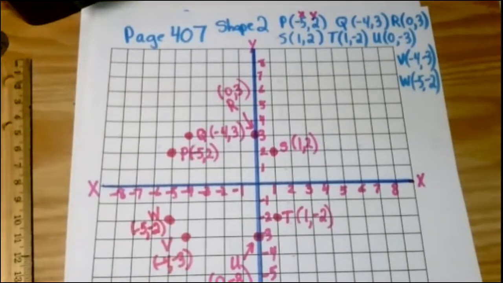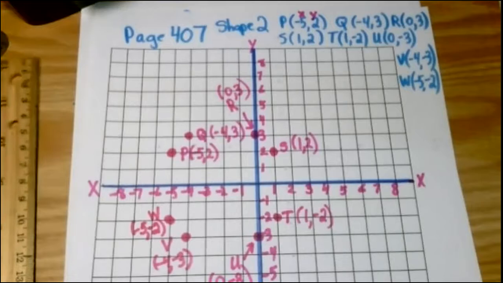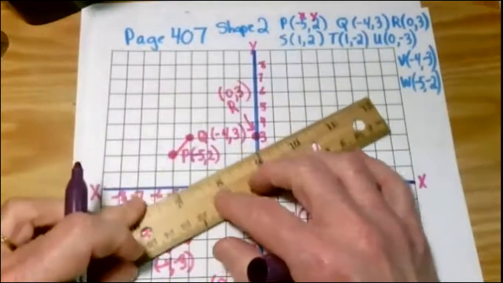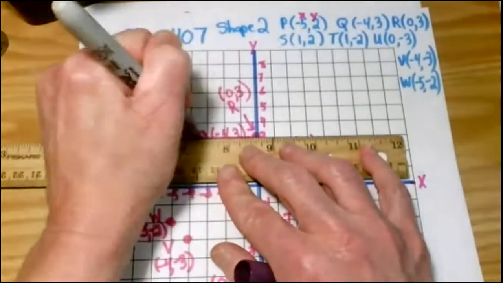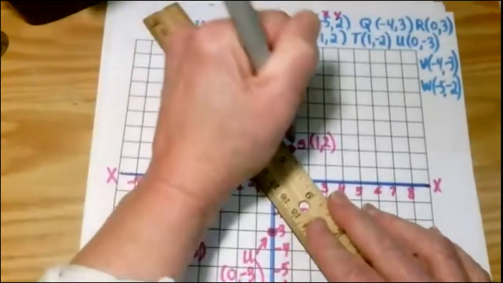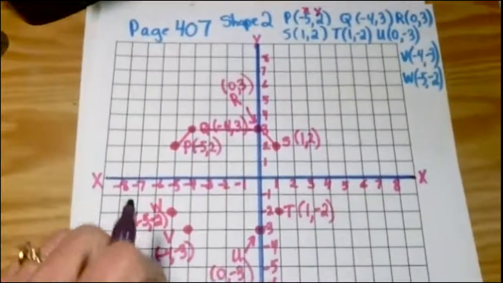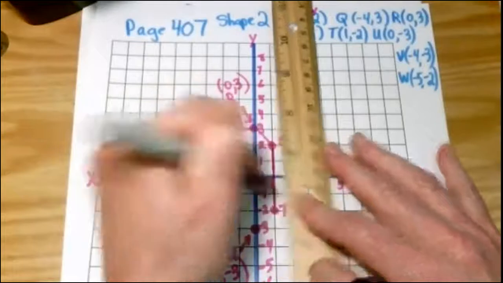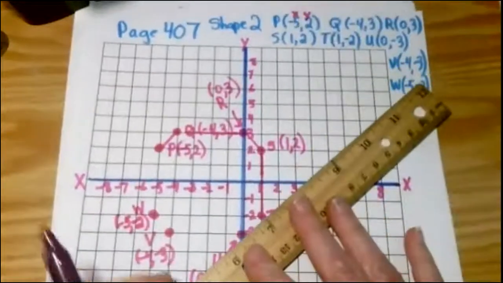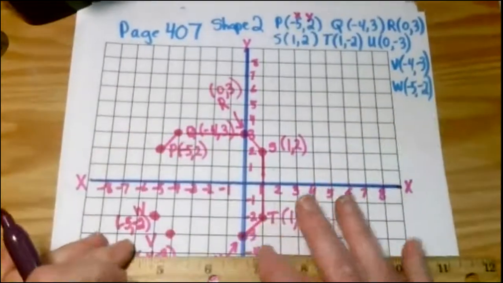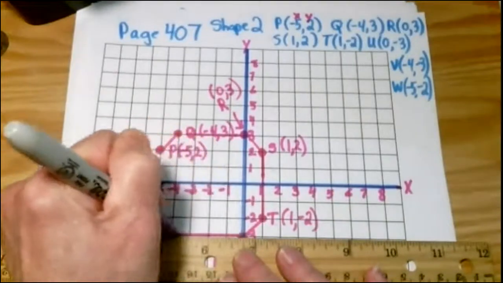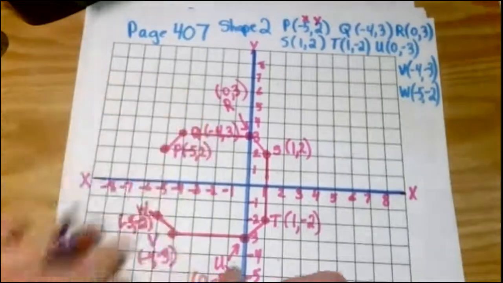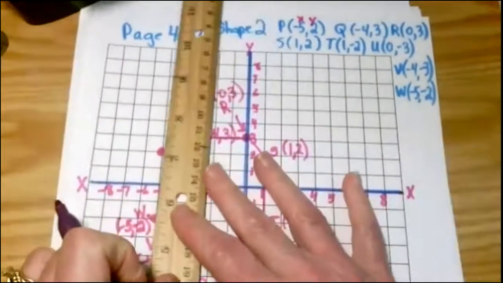Okay, I think we got all our points. So now we got to connect our dots. So we're going to connect P to Q, Q to R, R to S, S to T, right there, T to U. You tell what shape it's going to be. U to V, V to W. Oops, my ruler slipped. And W back to P again.